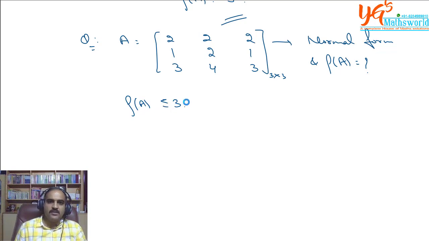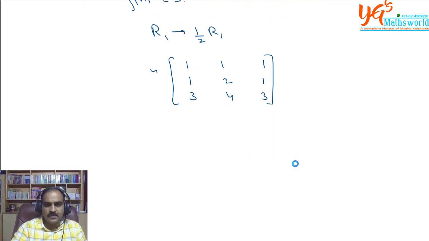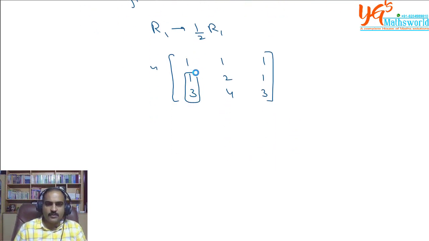Okay, now it will be better for us if I divide row R1 by 2. So what will be the first operation? R1 tends to 1 by 2 R1, or even you can interchange R1 with R2, that is also a possible step. It's your choice which step you want to pursue. Okay, now I need to make these two elements 0. So on R2 I'll take R2 minus R1, on R3 I'll operate R3 minus 3 times R1.